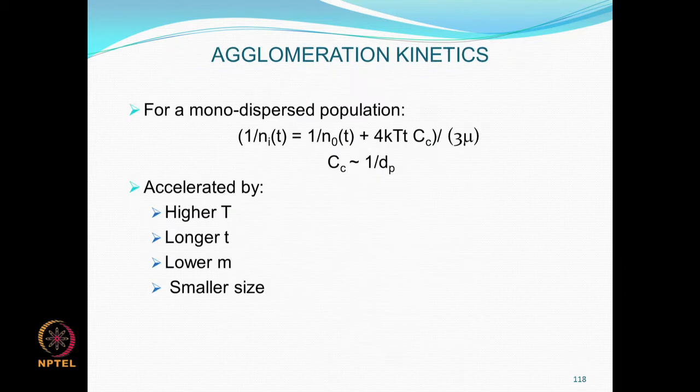So, we have seen this before, that for a population of particles, the number of particles at any time t can be related to the number of particles at time 0 through this formula, which involves Boltzmann constant, temperature, time, the Stokes-Cunningham slip correction factor, and viscosity. So, agglomeration is accelerated by higher temperature, longer time, lower viscosity, and smaller size, right. We have seen this earlier in one of the lectures.